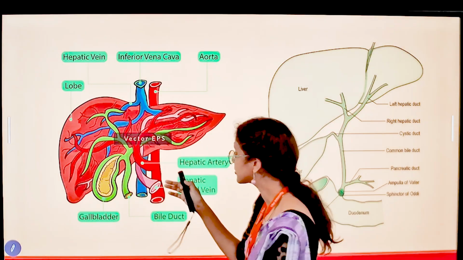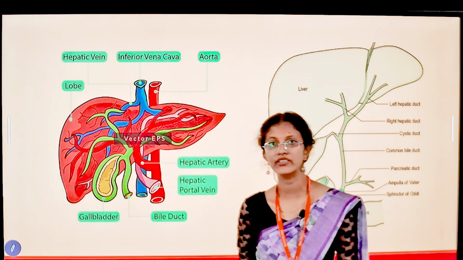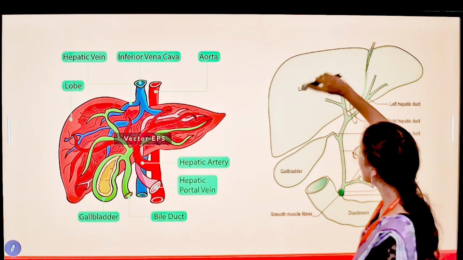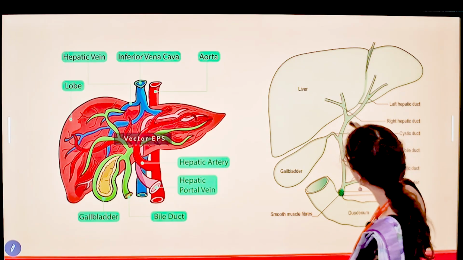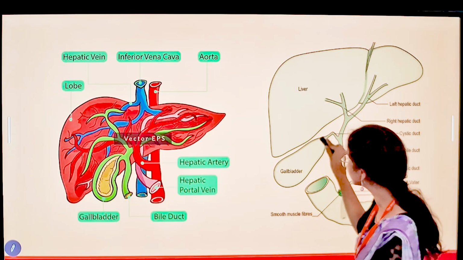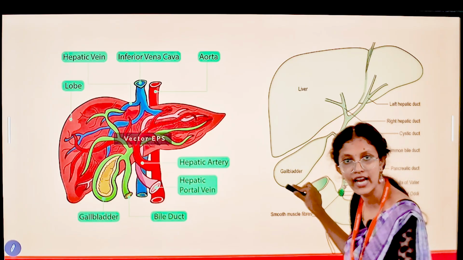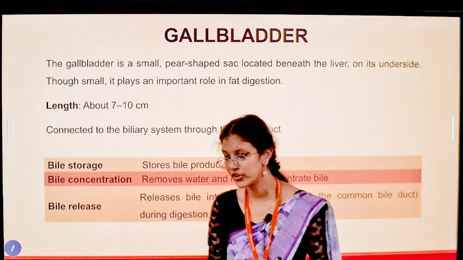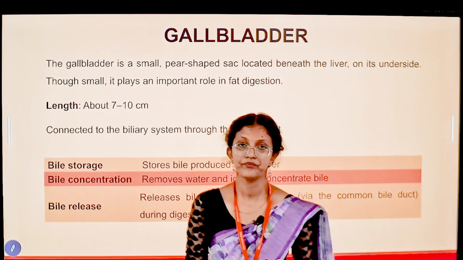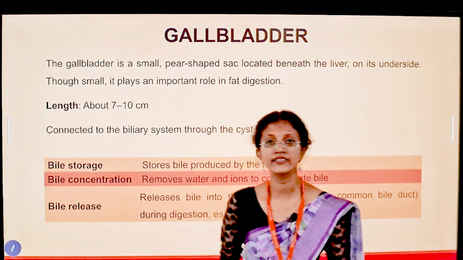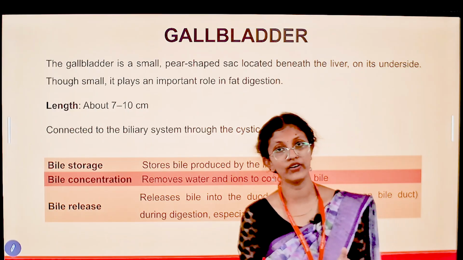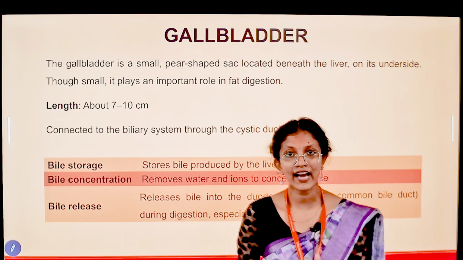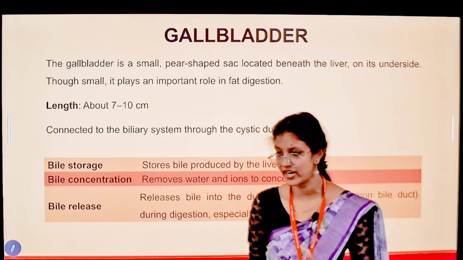And here you can see the structure of the liver, and the liver is connected with the gallbladder. This is the liver part, which is opening, and the bile juice will enter the gallbladder, be stored, and when required, be released into the duodenum. What is the gallbladder? The gallbladder is connected with your liver, and its major function is to store the bile juice.